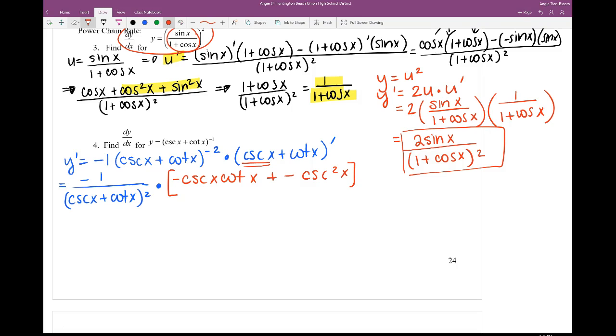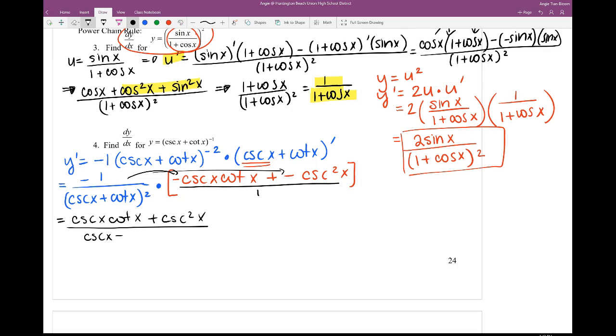Okay, well, let's multiply across, okay? Because -1 times this, because this is pretty much over 1, okay? So -1 times that is now positive cosecant of x, cotangent of x. -1 times that is, again, positive, so positive cosecant square of x all over. And then the denominator, we will keep it just like that for now to see what happens. Okay, what do you think we need to do next?